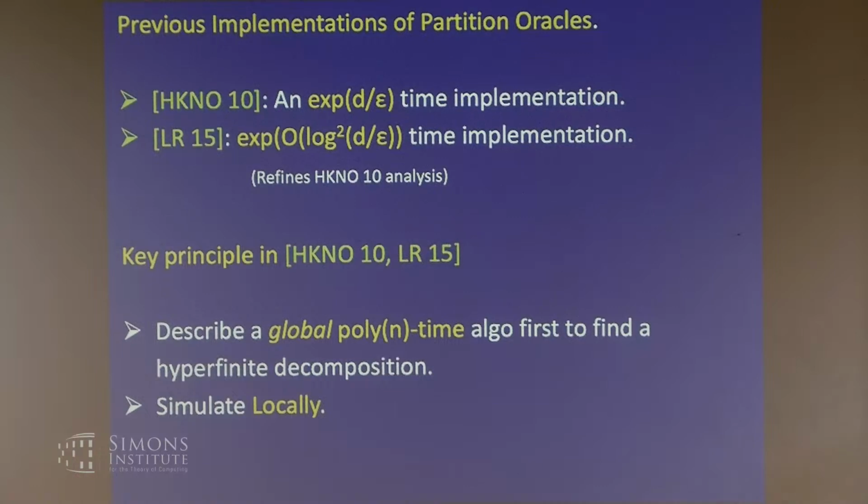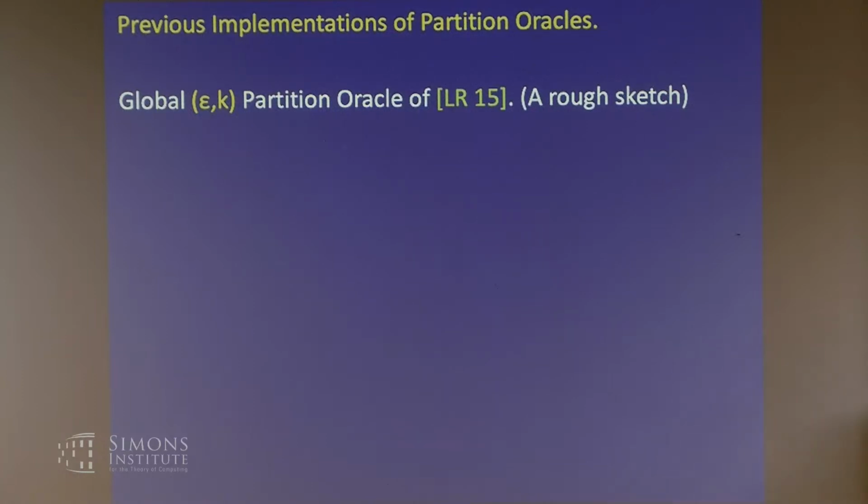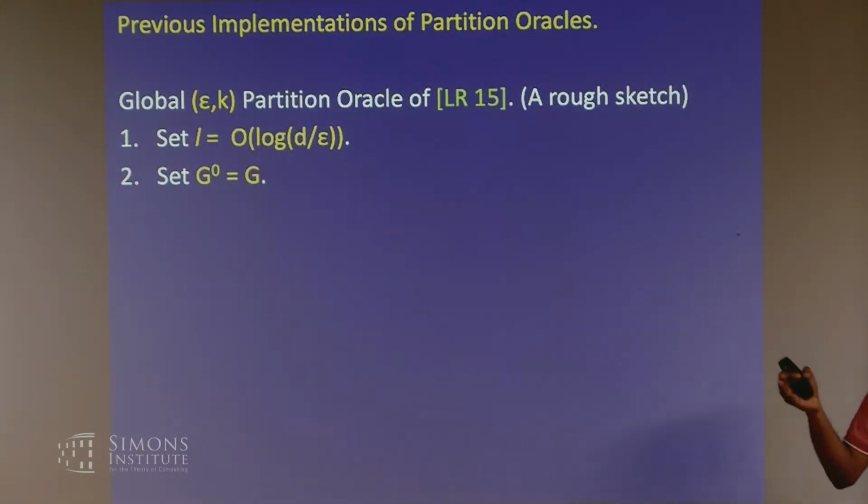Now let's see more details of the implementation by Levi and Ron, because it's pretty much a refinement of the analysis by Hassidim et al. Let's see how they implemented a partition oracle. The idea is that I proceed in L rounds, where L is log of 1 over epsilon, and I produce a sequence of L graphs. The first graph that I start with, I call G0. It's the source graph itself. The way I produce G_{i+1} from G_i is by identifying some random edges in G_i and contracting them all.